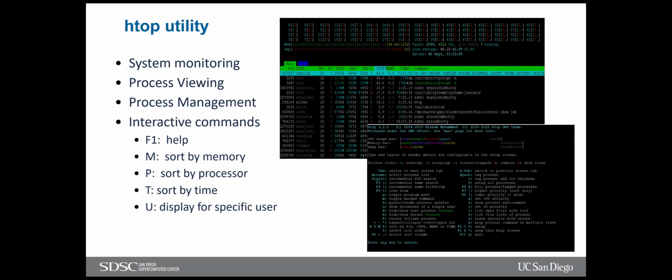Again, this is interactive and it's colorful, so you can see a little bit more here. If you want to change what you're seeing or see all the options, you can use F1 for help. You can see in the bottom right those are all the different parameters that you can throw at this to change how you see it. The most important ones are you can sort by memory, you can sort by processor, you can sort by time, how long something's been running, or use -u for a specific user.